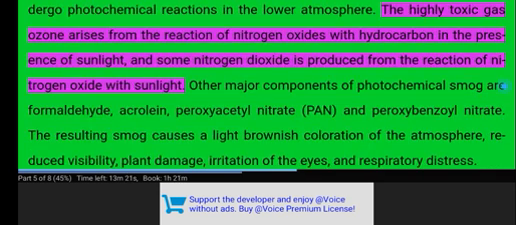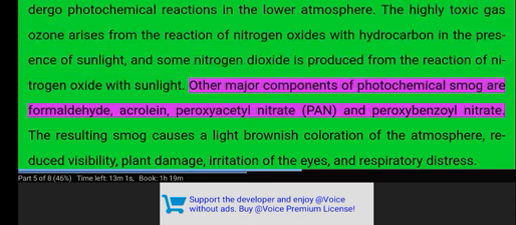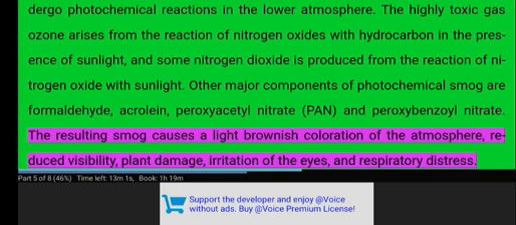The highly toxic gas ozone arises from the reaction of nitrogen oxides with hydrocarbons in the presence of sunlight, and some nitrogen dioxide is produced from the reaction of nitrogen oxide with sunlight. Other major components of photochemical smog are formaldehyde, acrolein, peroxyacetyl nitrate, PAN, and peroxybenzoyl nitrate. The resultant smog causes a light brownish coloration of the atmosphere, reduced visibility, plant damage, irritation of the eyes, and respiratory distress.